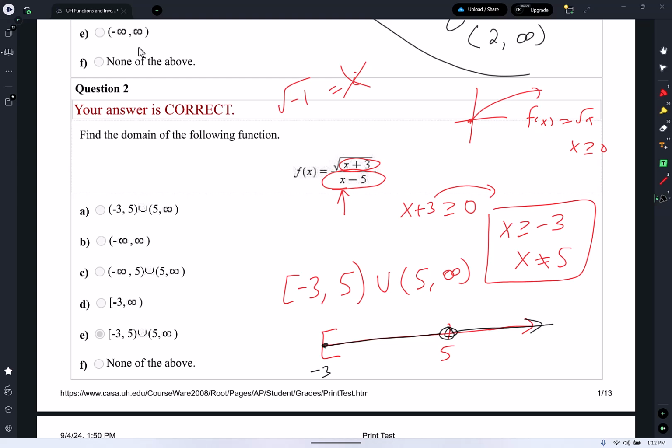Yes. You can't divide by 0. So what makes x minus 5 equal 0? 5. If I plug in x equals 5, 5 minus 5 equals 0, and you can't have a 0 in the denominator. So you cannot. If you have a 0 in the denominator, you're undefined.